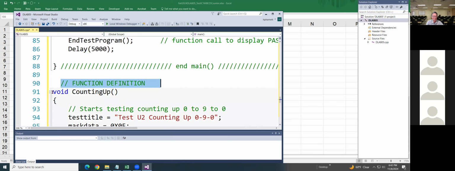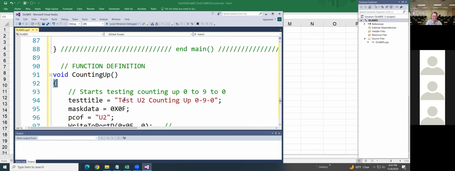So you copy the same thing from the declaration, void counting up, but no semicolon. Then you open the bracket here. Open. Start testing counting up 0 to 9 to 0. Get title. That is counting up 0 to 9, 0. Map data.